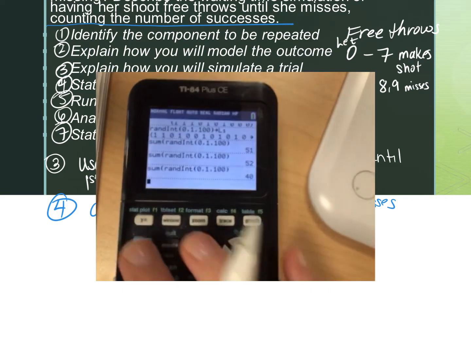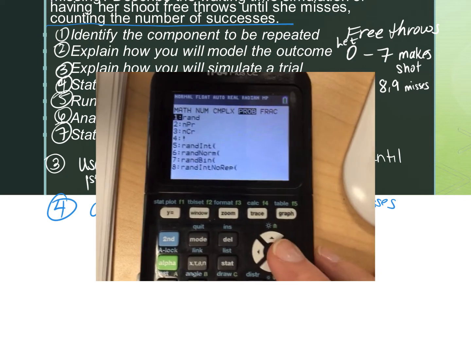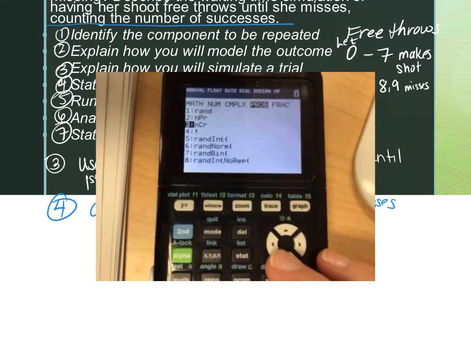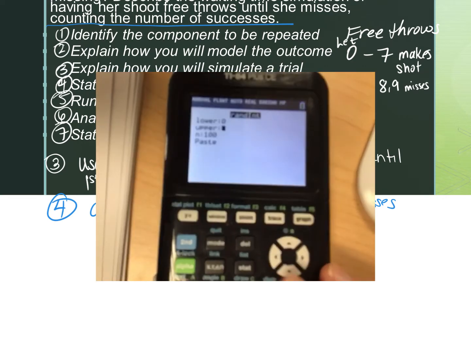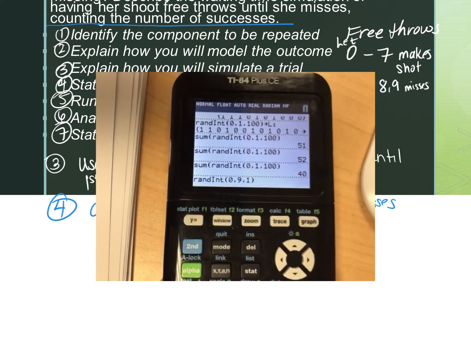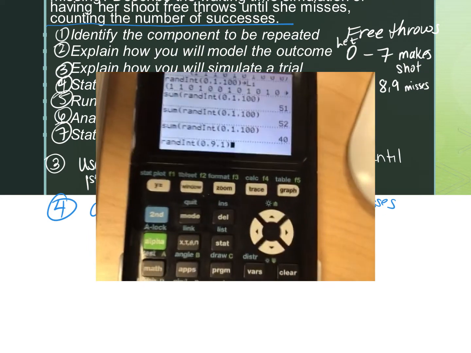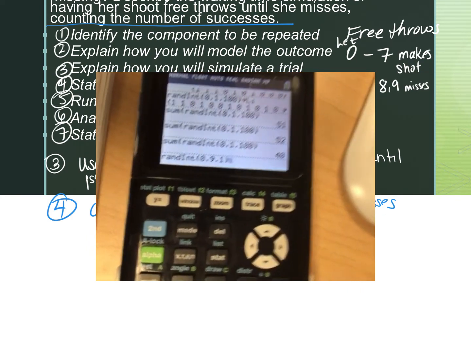Okay, so I'm going to go math, probability, randint, 0 to 9. I want 1 at a time. You can generate 10 and then go through those if you wanted. I'm just going to do 1 at a time.